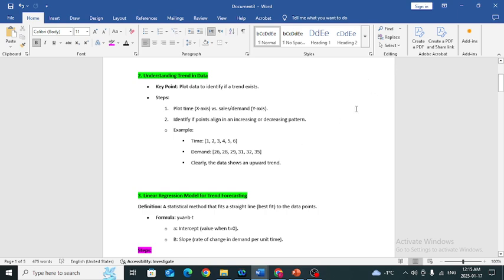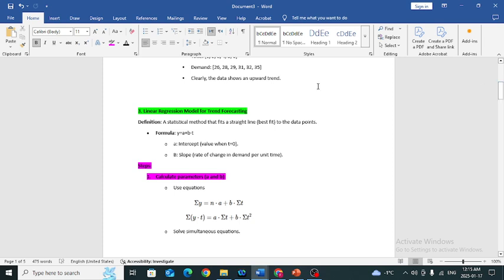in the linear regression, in the linear drawing or curve. So the linear model for trend forecasting means that if we want to use the linear regression model, it is a statistical method that fits the best straight line, the best fit to the data points.